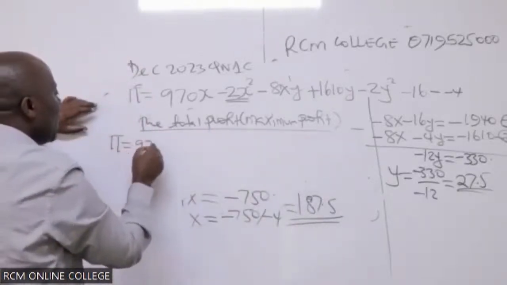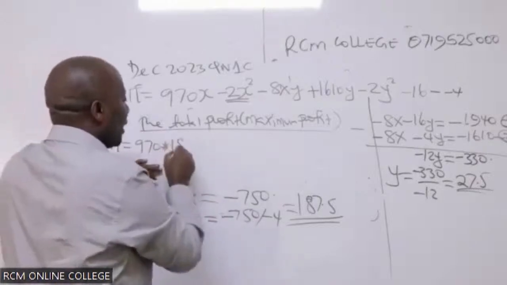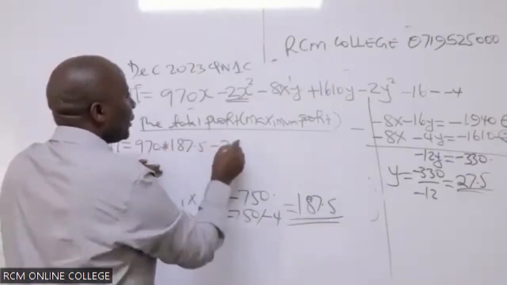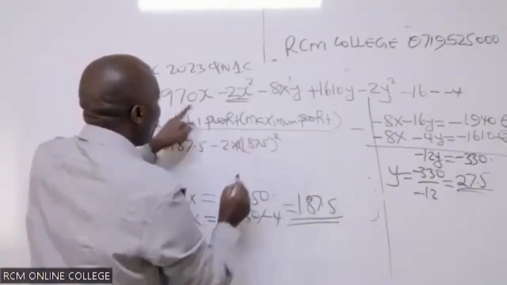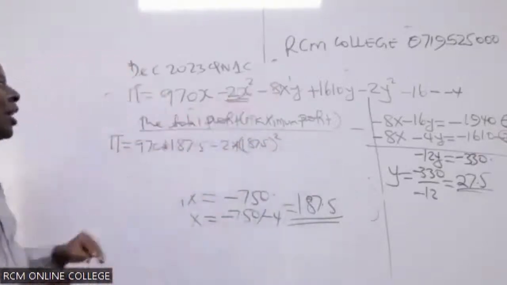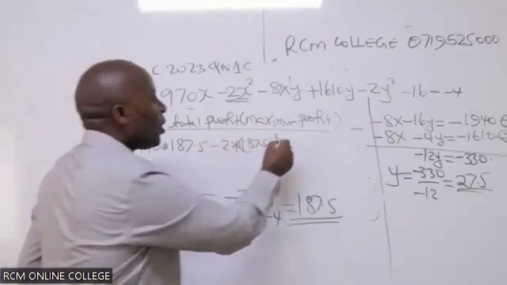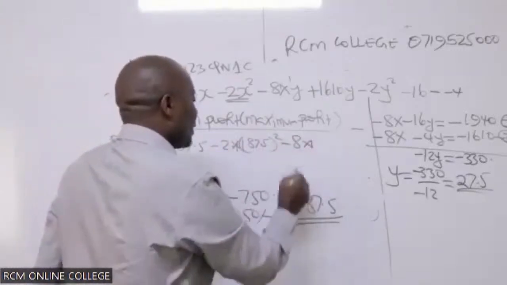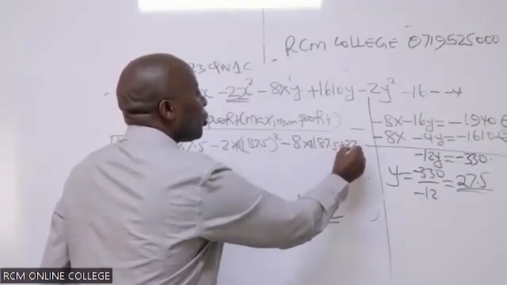My profit will be 970x, where x is 187.5, minus 2 times 187.5 squared. I'm substituting there, plugging in numbers. Minus 8xy, so minus 8 times x, which is 187.5, times y, which is 27.5.